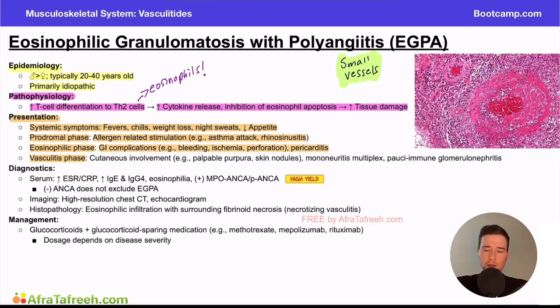So again, first off, I think about 1, what do we have? We have a stimulus, right? We have a prodromal phase. Then 2, we have an inflammatory phase, right? Pericarditis, some inflammation to the bowels that can cause GI symptoms. And then 3, we see cutaneous involvement, or the vasculitis phase. This is going to present as palpable purpura, skin nodules, mononeuritis multiplex, or pauci-immune glomerulonephritis.